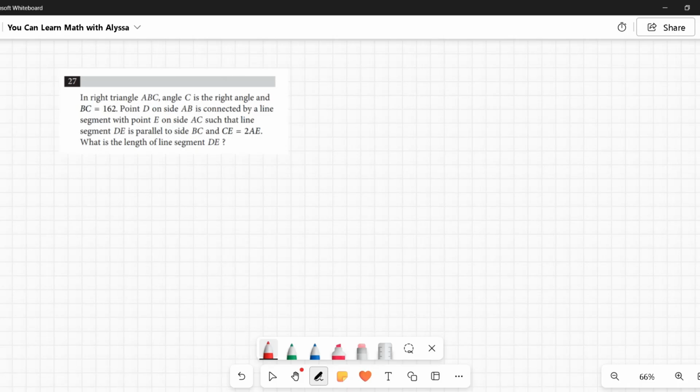All right, so I have right triangle ABC. Angle C is the right angle. Okay, so let's say A, B, C, and C is the right angle. All right, point D on side AB. Okay, so there's a point D on side AB is connected by a line segment with point E on side AC.